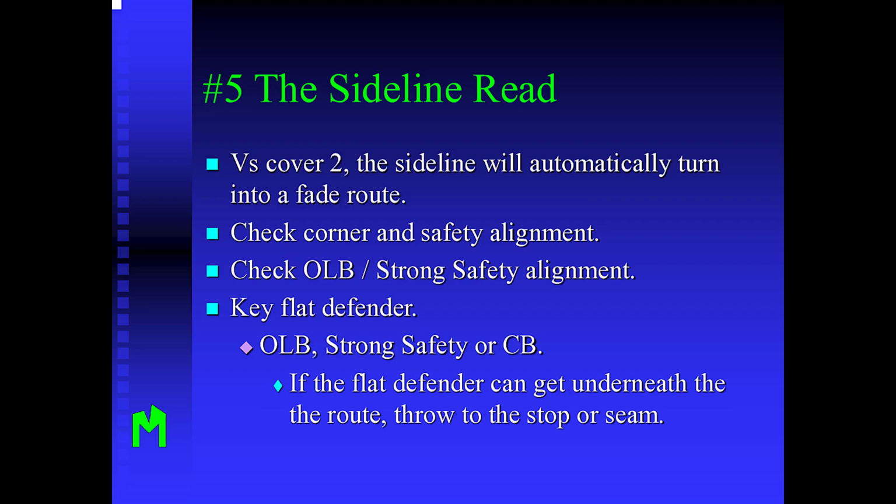Now the sideline read is all about understanding how the defense adjusts, especially versus cover 2. The sideline route typically turns into a fade, so the quarterback must check the corner and safety alignments carefully. Also, identifying the flat defender, whether it's the outside linebacker, strong safety, or corner, is critical. If that defender gets underneath the route, the quarterback should throw to the stop or seam route. This read helps exploit defensive tendencies by attacking the areas defenders vacate or hesitate to cover.